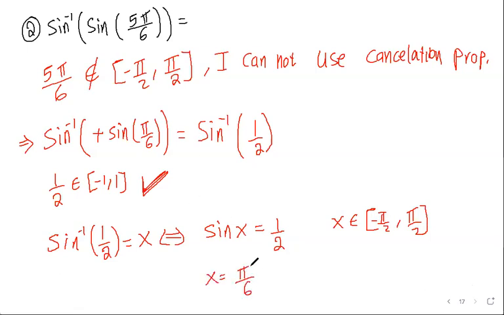So in this case, the value is pi over 6, which is not equal to 5 pi over 6. That's why I cannot use the cancellation properties. If I used the cancellation properties, the answer would be 5 pi over 6, and this is completely wrong. The answer is pi over 6. That's why you have to check before using the properties. You have to check whether the value is between negative pi over 2 and pi over 2, then you continue. Okay, so this is for the sine.